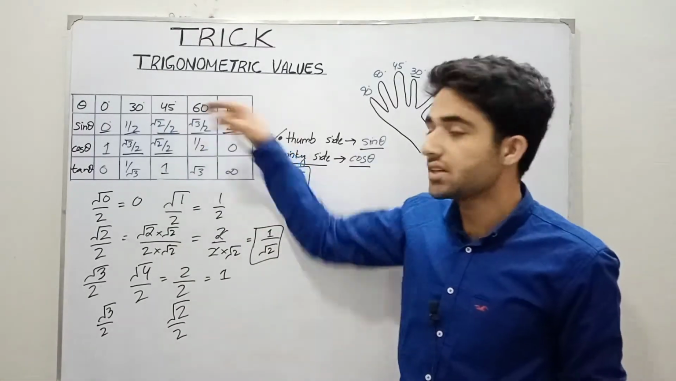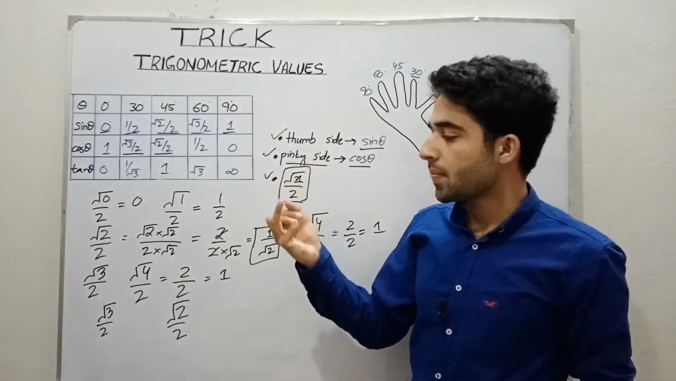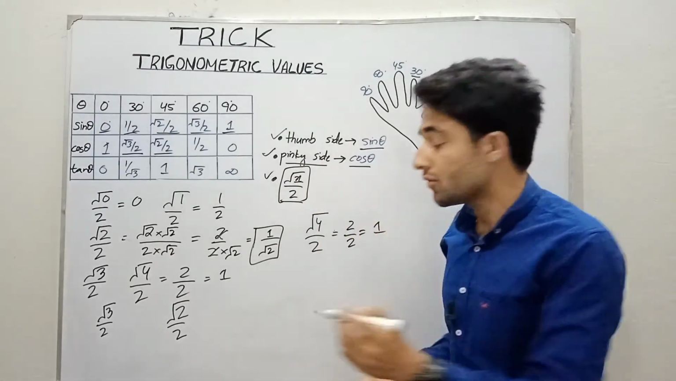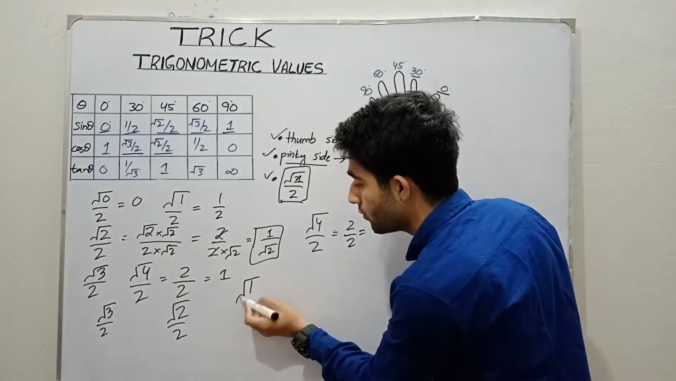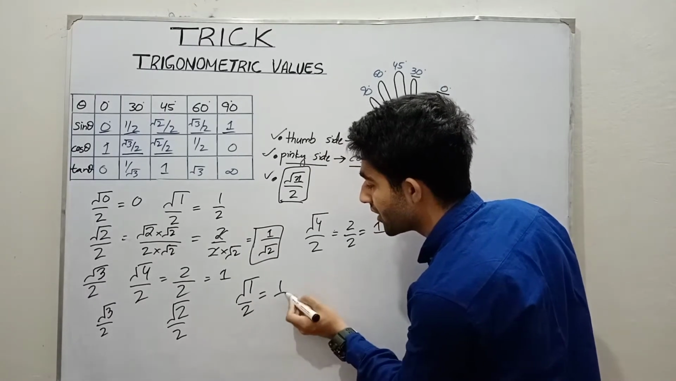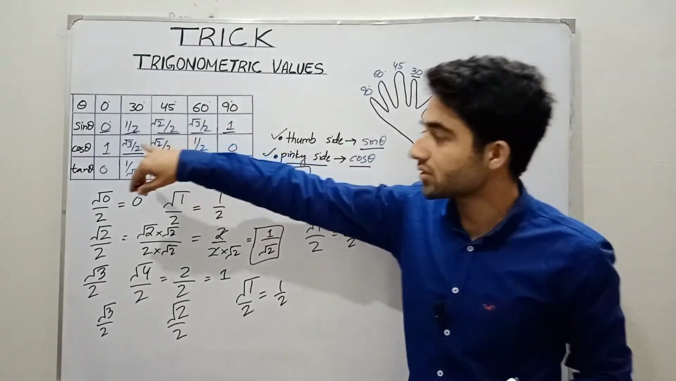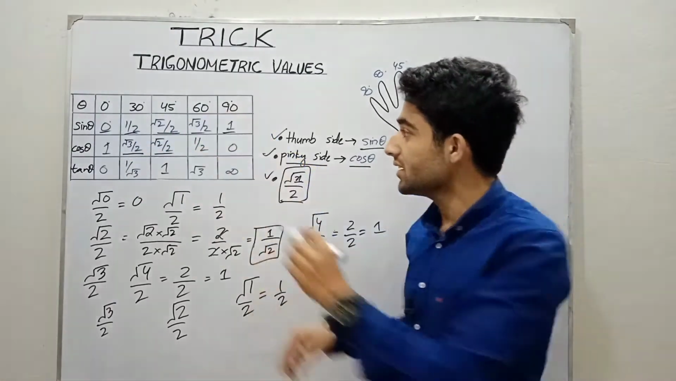Then we have the 60 degree. At the 60 degree there is only 1 finger in the direction of the pinky side. It means the value of x is 1, and under root 1 over 2 will give 1 by 2. Okay, so the value of the cos theta at the angle of the 60 degree is 1 by 2.